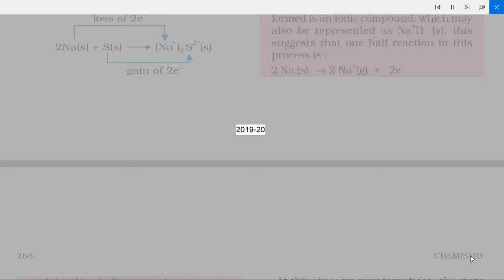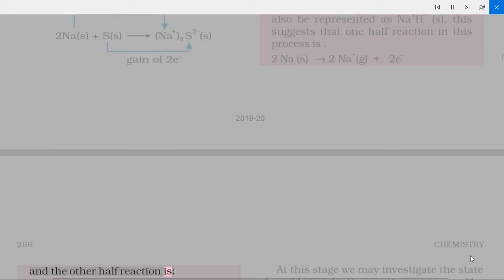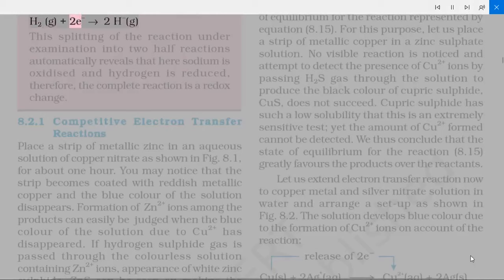2Na(s) → 2Na+(g) + 2e−, and the other half reaction is H2(g) + 2e− → 2H−(g). This splitting of the reaction under examination into two half reactions automatically reveals that here sodium is oxidized and hydrogen is reduced. Therefore, the complete reaction is a redox change.